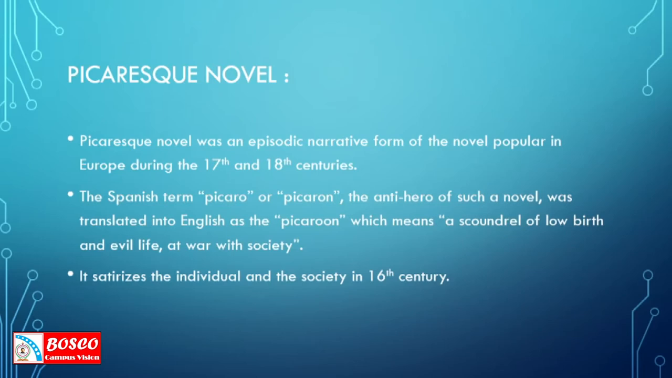The picaresque novel was an episodic narrative form of the novel, popular in Europe during the 17th and 18th centuries. Yes, this particular literary form, the picaresque novel, was episodic in nature, and popular in Europe during the 17th and 18th centuries. Look at the centuries, that period in the history of English literature. That is important. First, it is believed that this literary form originated from romances, that is in the 15th century. But the picaresque novel became popular in Europe during the 17th and 18th centuries.